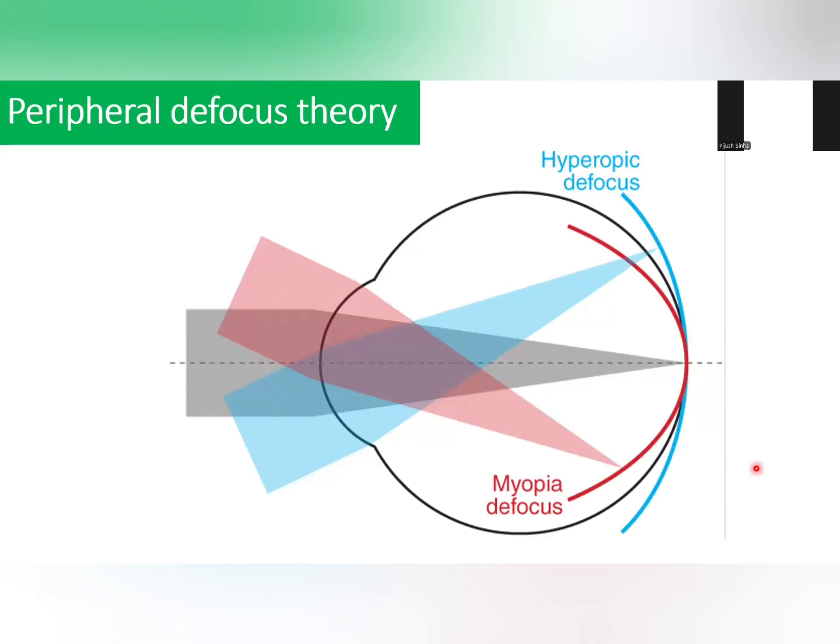So here, I will give you the basic concept of this peripheral defocus theory. When a person with myopia looks at a distant object, the light rays entering the eye are focused in front of the retina due to the elongated shape of the eye. This results in a blurry image. Not only is the central vision affected, but peripheral vision also experiences defocus. In a myopic eye, peripheral images are focused even further in front of the retina compared to the central image.